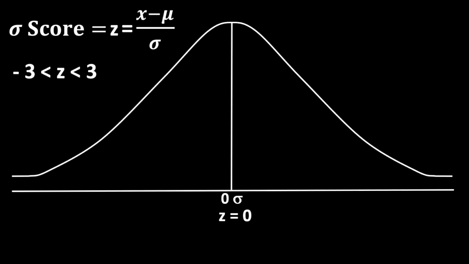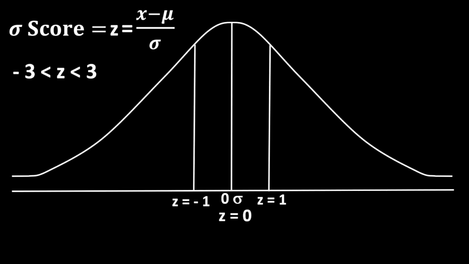The sigma scores or z scores for each observation can be shown on the x-axis. How? Let us see. On the x-axis, at the right side of 0 sigma, we can have z equals 1, that is positive z, and the distance between 0 sigma and z equals 1 is 1 standard deviation. Z equals -1 is found before 0 sigma because it is negative, and the distance between z equals -1 and 0 sigma is 1 standard deviation.